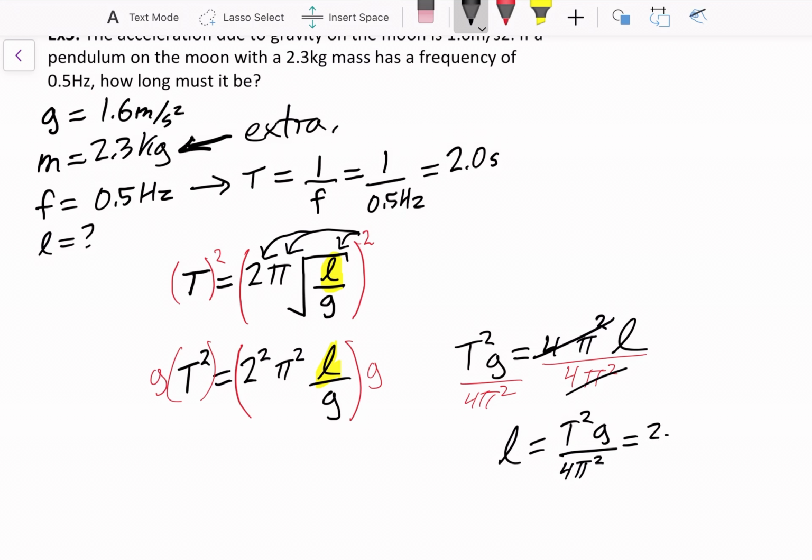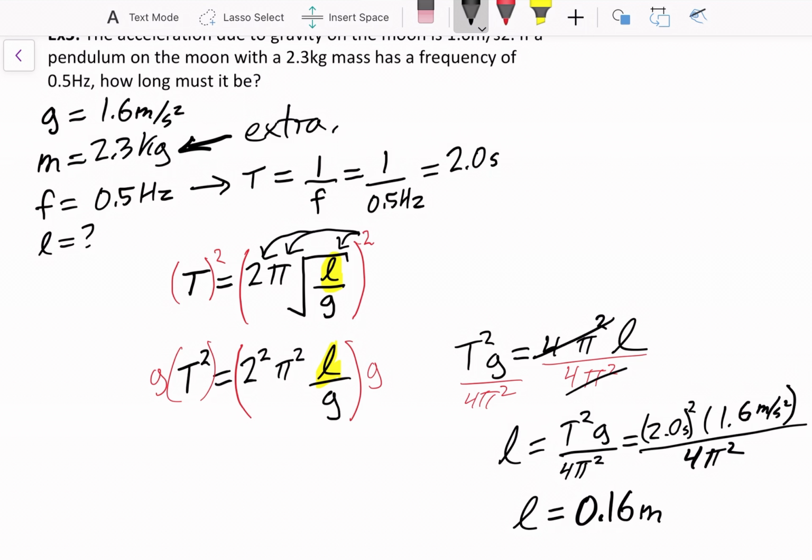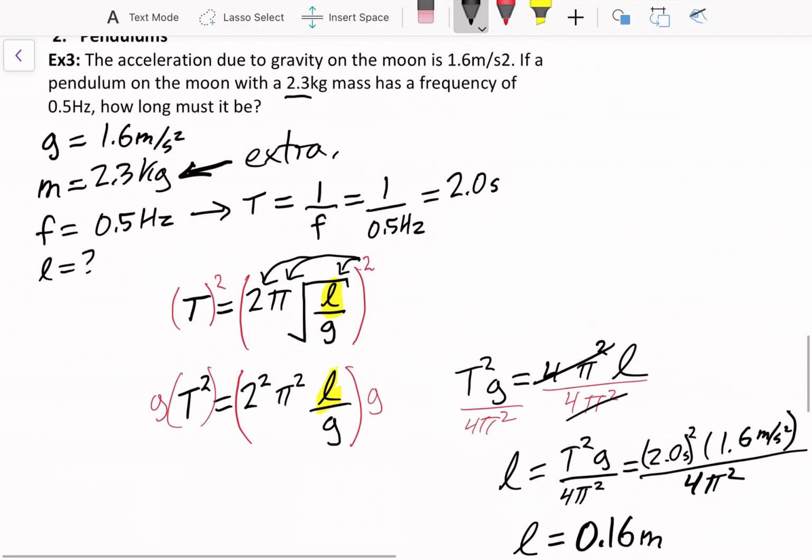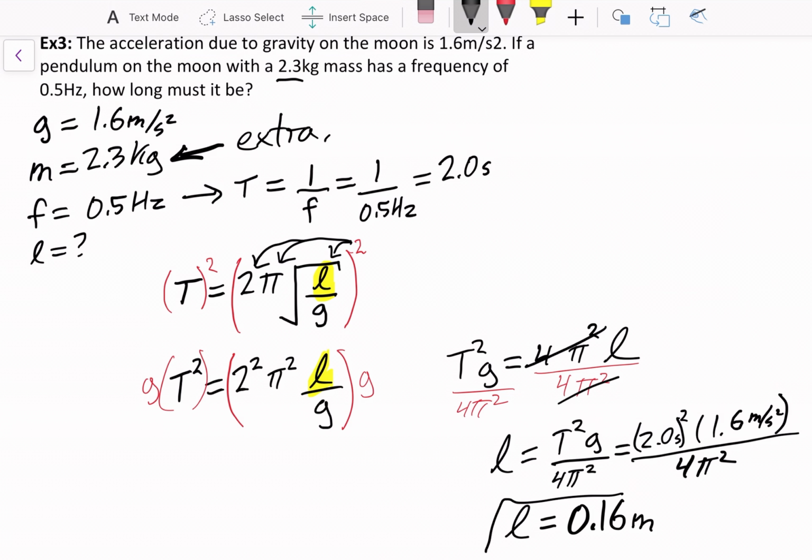So this is going to be 2.0 seconds squared, multiplied by 1.6 meters per second squared, divided by 4 pi squared, which is just a number. We can find that the required length of the pendulum to achieve a frequency of 0.5 hertz is 0.16 meters. Again, if we look at the number of digits in the question, we only have 2 digits available to us, so our answer is also going to have only 2 digits.